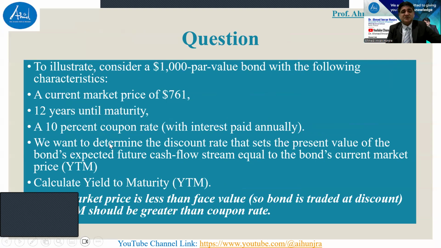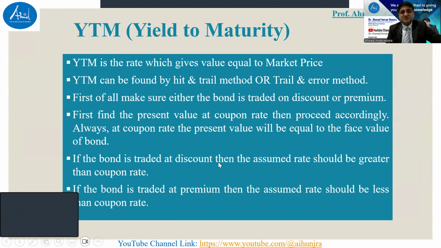If we find the present value at the coupon rate, that will be equal to 1,000. Then for the next assumed rate, if the bond is traded at a discount, the assumed rate should be greater than the coupon rate. So in this example, the rate should be greater than 10%. I normally recommend to students that the difference between coupon and assumed rate is up to you.